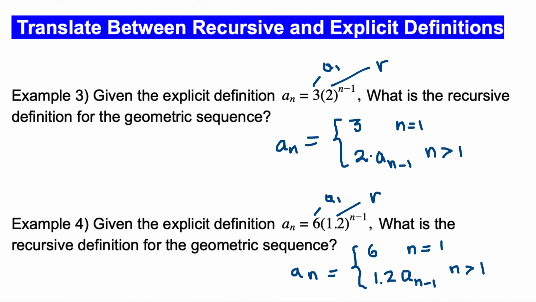And we can find whatever term they are asking us, we can find those terms with either definition. If, for example, the question asks us to find the 7th or 8th term with a recursive definition, we are going to find it this way. But if they are looking, for example, for the explicit definition, we are using this formula here.